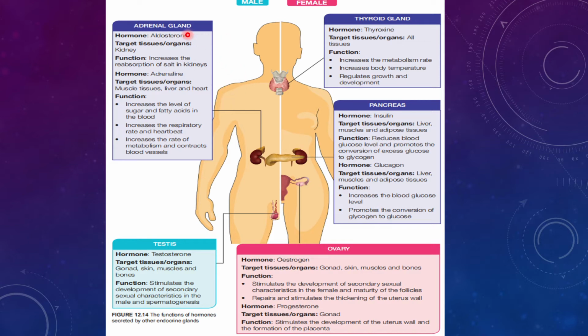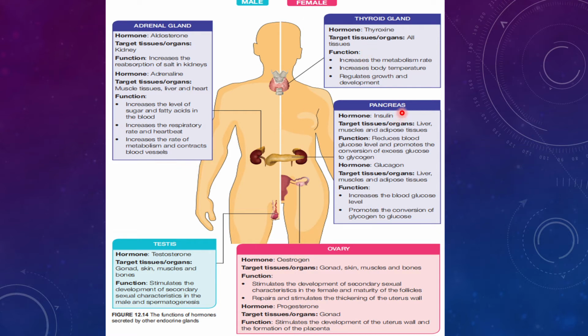So now these are the glands, the functions of the hormones secreted by these glands. Now let's look at this adrenal gland, which is located above the kidney, so it targets the kidney. It increases the reabsorption of salt, and the hormone is adrenaline. Okay, and these are the functions where it will increase the sugar level, fatty acids in the blood, increase the respiratory rate and also heartbeat, as well as the rate of metabolism, and contracts the blood vessels.